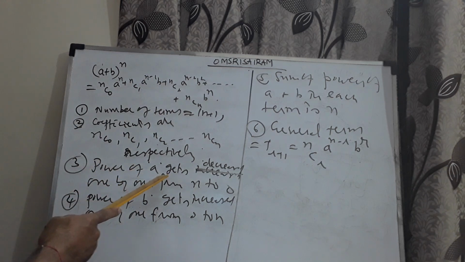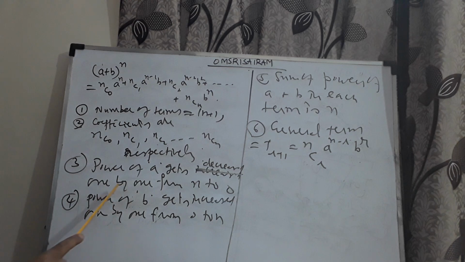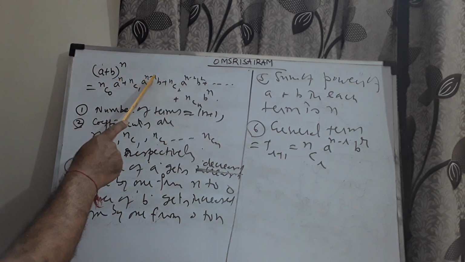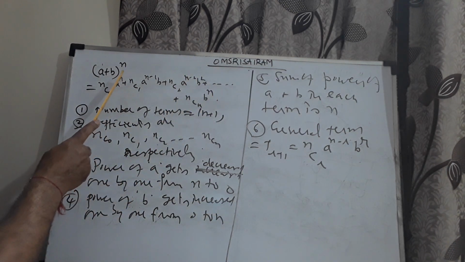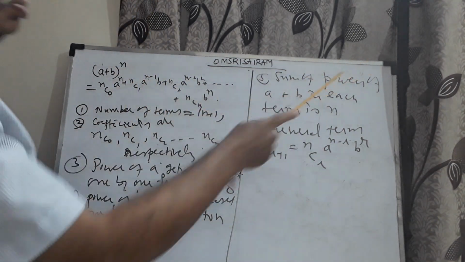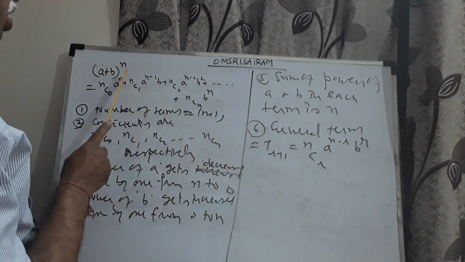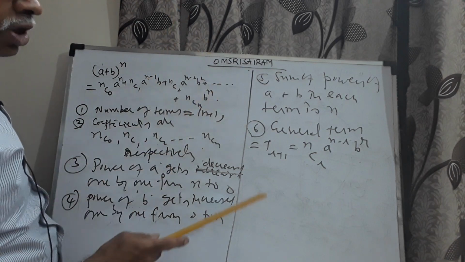Then power of a gets decreased. I wrote by mistake increased; it is decreased one by one from n to 0. For the first term it is n, for the second term it is n - 1, for the last term it is 0. Power of b gets increased one by one from 0 to n: 0, here 1, 2 and up to n. Sum of powers of a and b in each term is n + 0, n - 1 + 1, n - 2 + 2, 0 + n and so on.